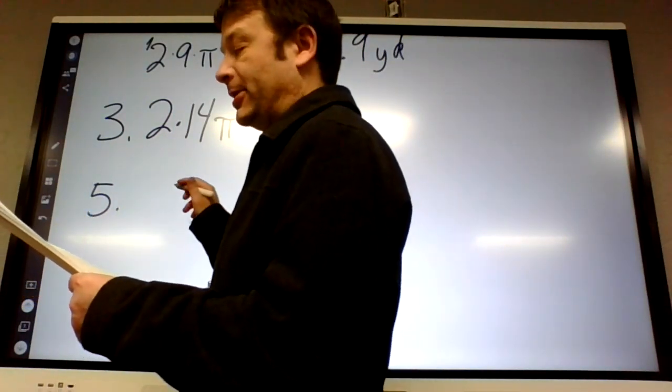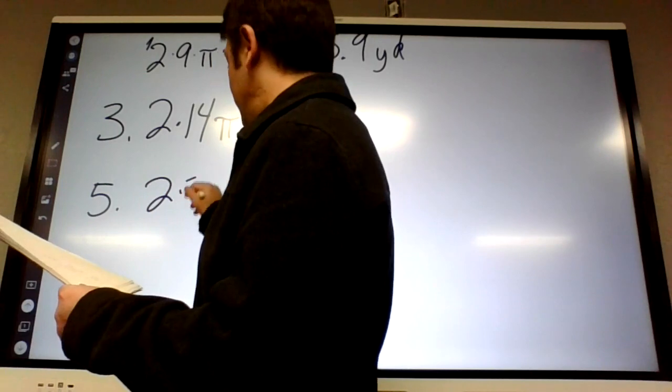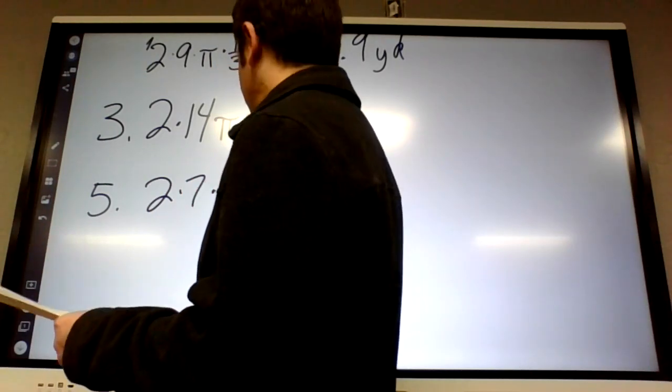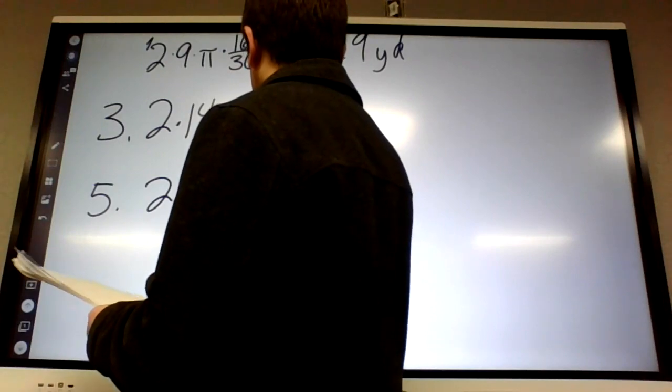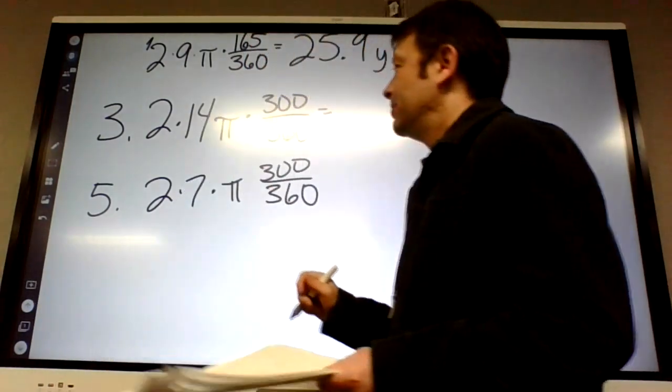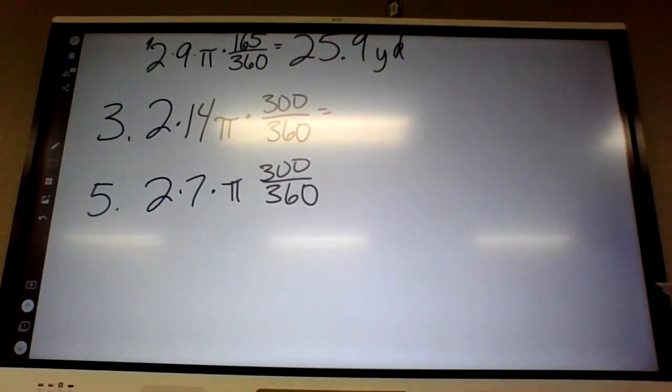So number 5, 2 times 7 times pi times 300. Number 5 should be exactly half as big as number 3. You guys know how I do that?